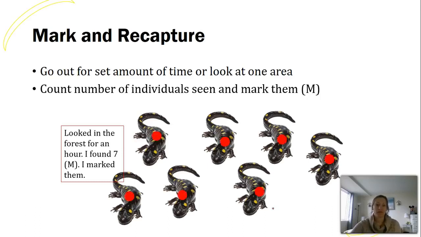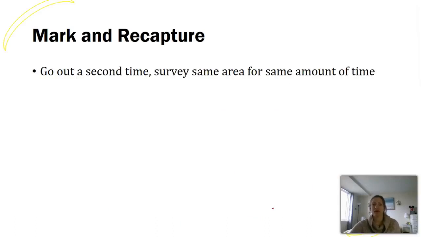Then I want to go out again. Here I've marked them, instead of metal bands, with red nail polish that I put on them. So I'm going to go out again and survey that same exact area again. And you also need to spend the same amount of time, right?